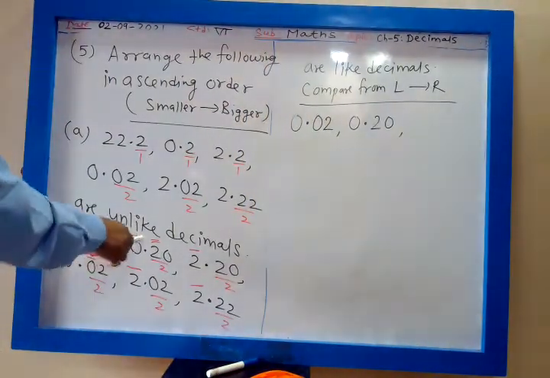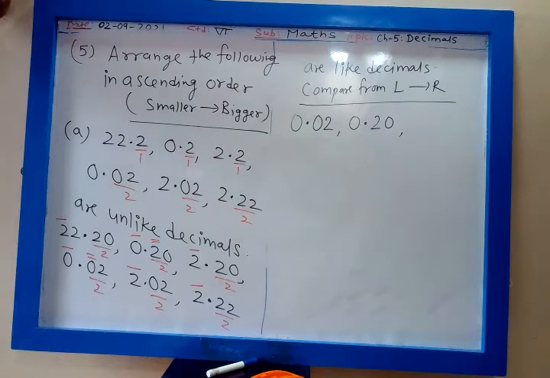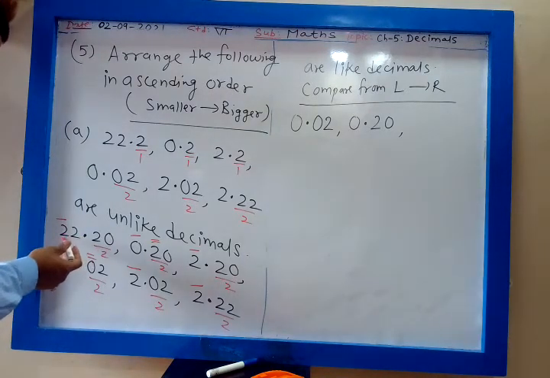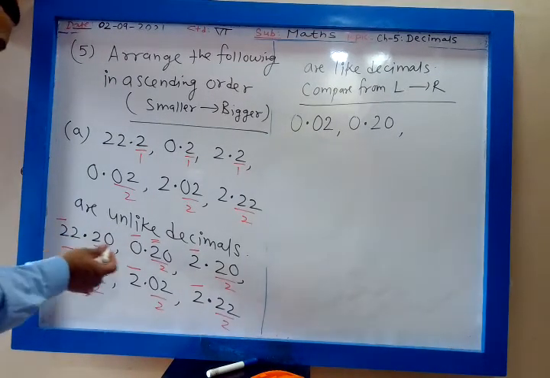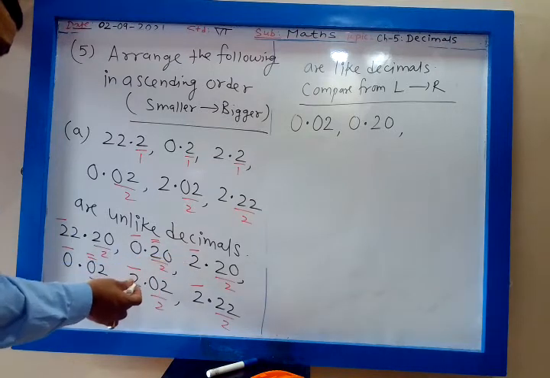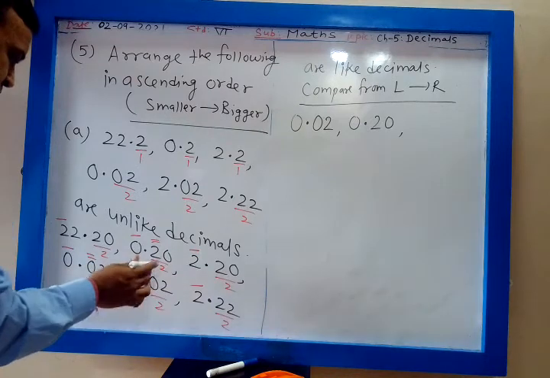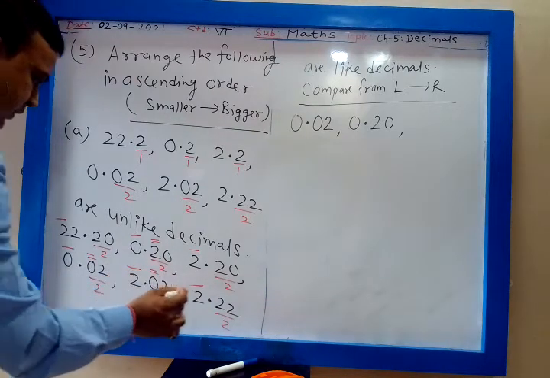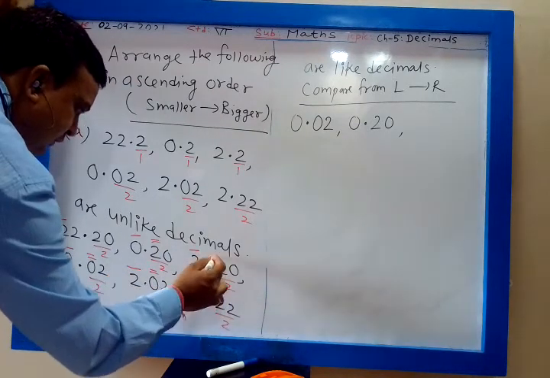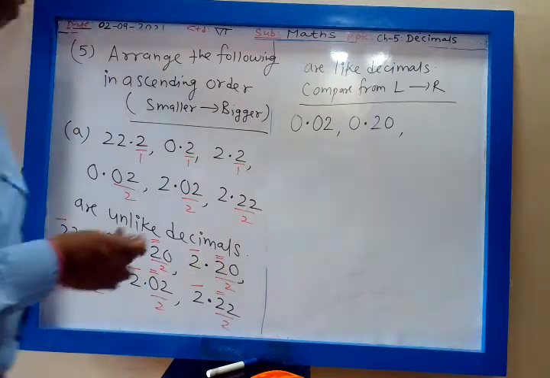Okay, smaller. These two we have done. Now after that, 22, yes, 22. These three are smaller. So 2, then 0, then this is 2, this is 2. This 0 is smaller, 2.02.